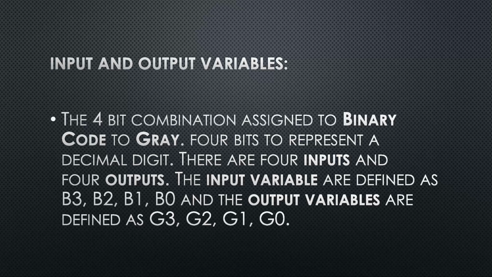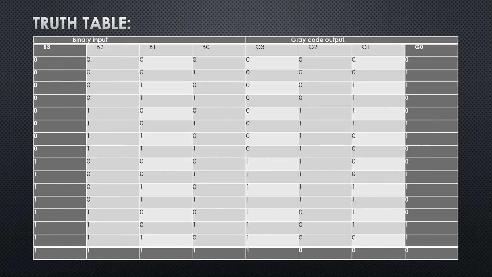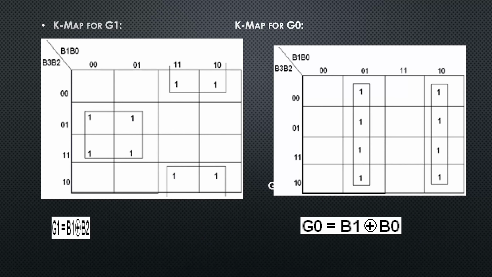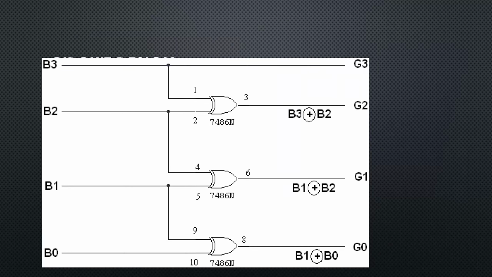Next, I am going to say what are all the variables used here. There are 4-bit combinations assigned to binary code to the gray, and the input variables are defined as B3, B2, B1 and B0, and the output is defined as G3, G2, G1 and G0. And this is the truth table for binary to gray conversion, and the K map for binary to gray G3 and G2, and this is for G1 and G0, and this is the circuit diagram.